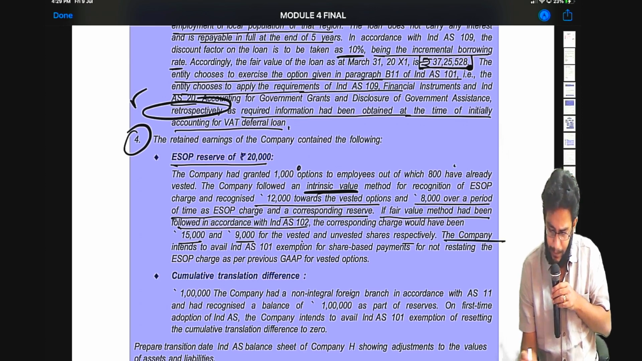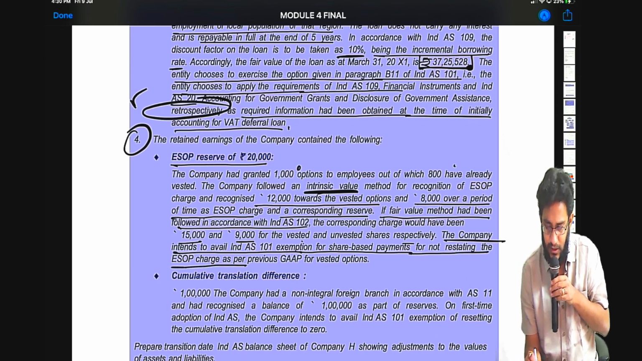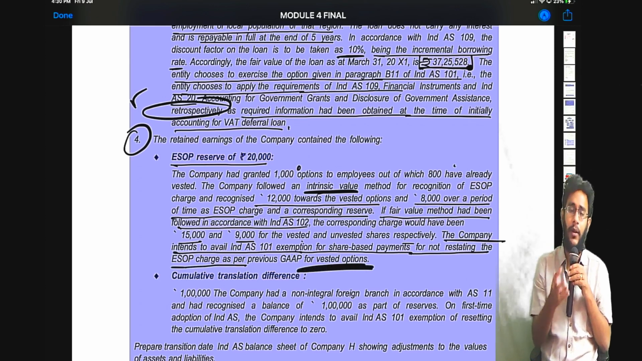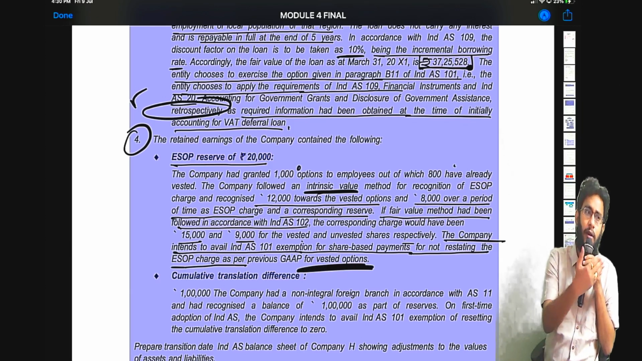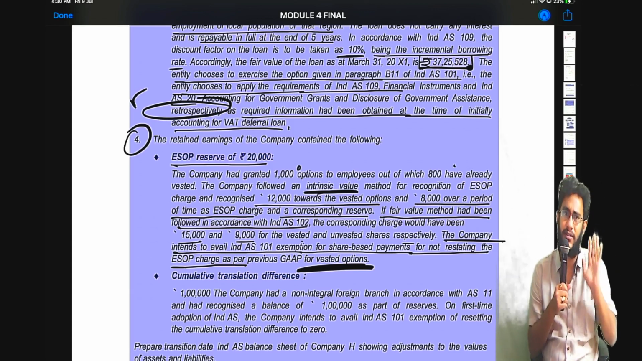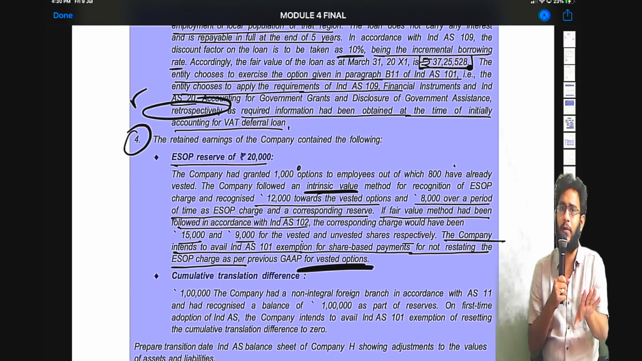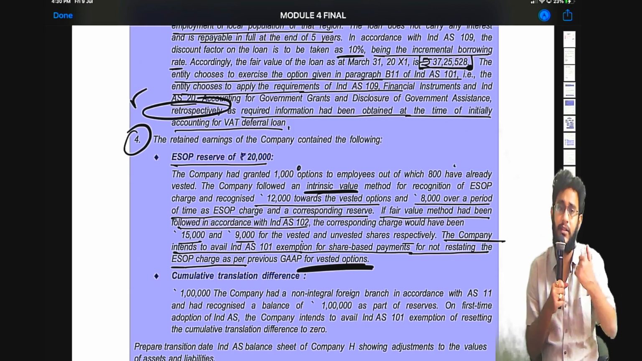Okay, the company intends to avail Ind AS 101 exemption for share-based payments for not restating the ESOP charge for vested options. So you must remember, what is the option exemption available? If it is vested option, then if you want, you can forget about Ind AS 102. Whatever you have done, you can stay put with that. Or if you want, you can also restate. But for unvested options, you compulsorily have to apply retrospectively. Now this fellow wants to take the exemption, let him take the exemption.